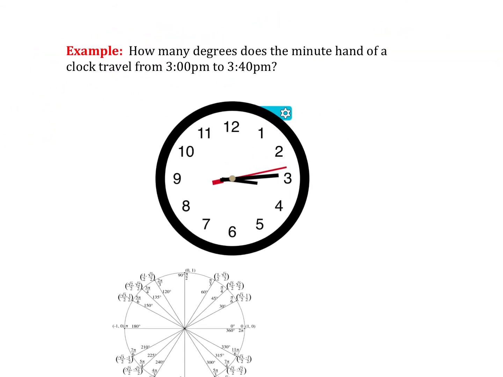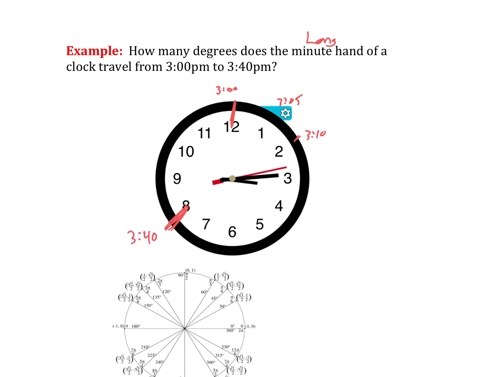Next, we have an image of a clock. How many degrees does the minute hand, so the minute hand of a clock is going to be the longer one, travel from 3 o'clock to 3:40? Well, at 3 o'clock, the minute hand is going to start right here. And then each number here represents 5-minute intervals, in case we forgot how to read analog clocks. 3:40 is going to happen right down here.